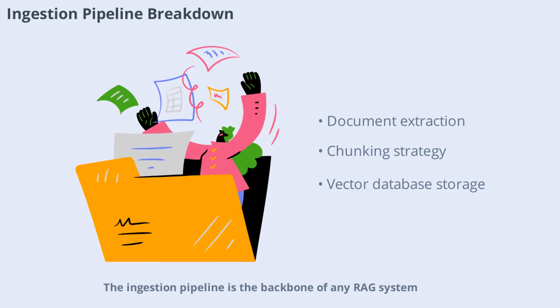The ingestion pipeline is the backbone of any RAG system. It begins with collecting documents from various sources, which are then converted into text. This text undergoes extraction and parsing to ensure only relevant information is processed. Next, a chunking strategy splits the text into manageable pieces, which are then transformed into vector embeddings. These embeddings are stored in a vector database, ready for efficient retrieval. This process is crucial for maintaining up-to-date and searchable knowledge bases in enterprise applications.